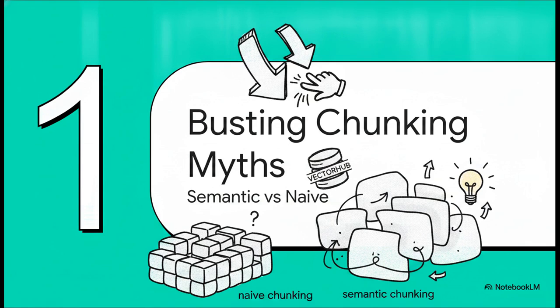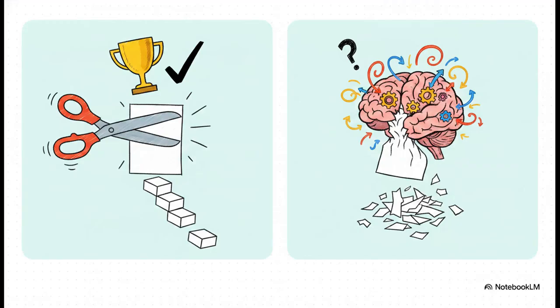Section 1. Busting chunking myths. We're pulling our first piece of evidence straight from the Superlinked Vector Hub data. And spoiler alert, it completely flips a major industry assumption right on its head. So we intuitively expect complex AI-driven tools to win, right? But the data actually shows that the much simpler, naive sentence splitter, which literally just cuts text based on chunk size and overlap parameters, actually outperforms the highly complex semantic splitter across multiple datasets.